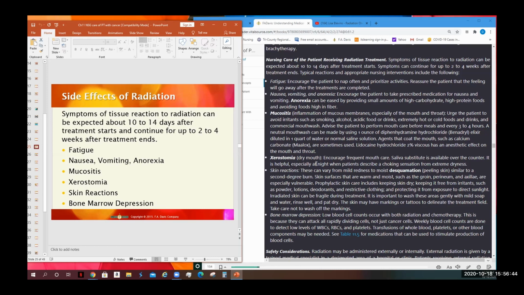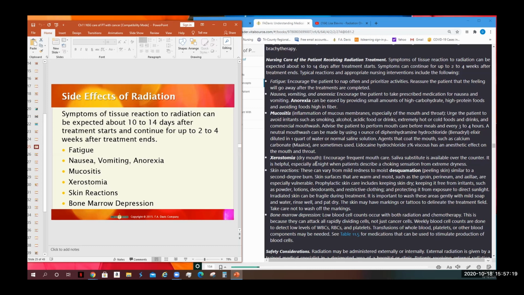Mucositis, inflammation of mucous membranes, especially of the mouth and throat. Urge the patient to avoid irritants such as smoking, alcohol, acidic foods and/or drinks, extremely hot or cold foods and drinks, and commercial mouthwash. Advise the patient to perform mouth care before meals and every 3 to 4 hours.